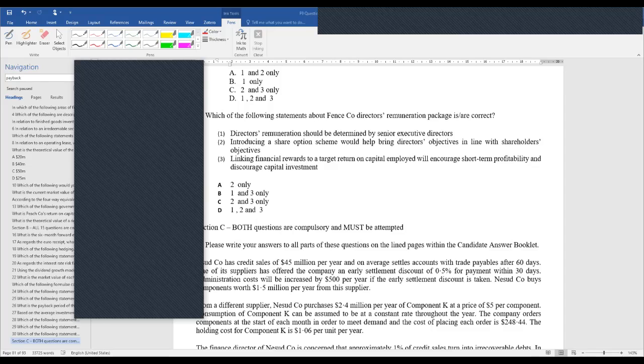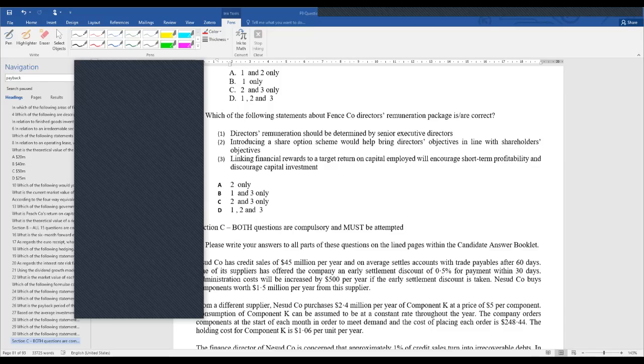Nafisa, what's the answer? I think D, but I'm not yet sure about it. D. Yeah. Okay, Elvin. I'm not sure. You have to pick an answer.